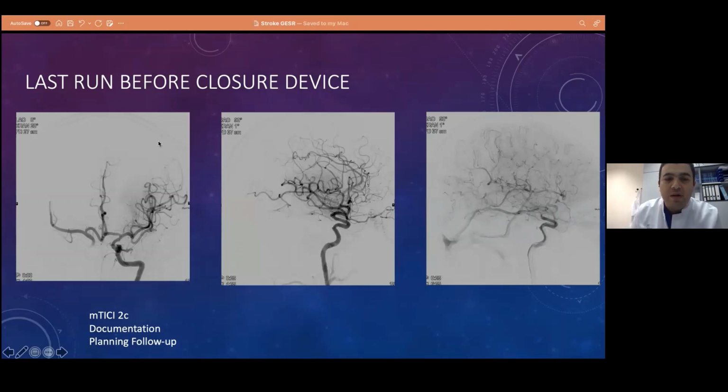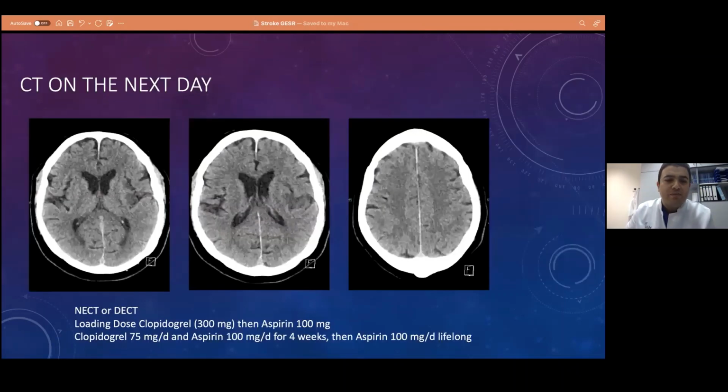You have to do a run before the closure device to make sure that during the stent implantation you didn't distally embolize anything. And you have to record the result in the system. It was an mTICI 2c because of this branch, but actually it's a very good result. And the follow-up is usually on the next day.